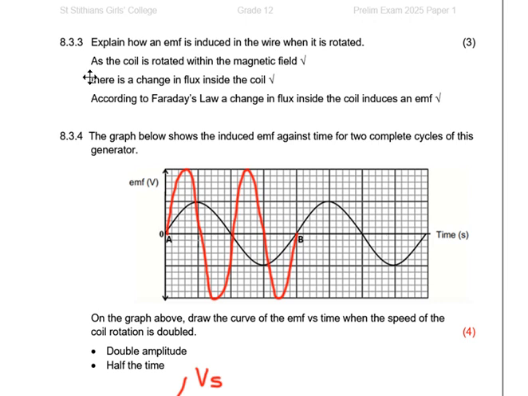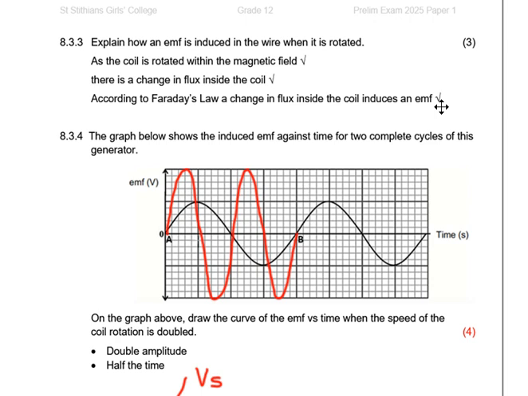Then there is a change in magnetic flux. Where is that change in magnetic flux? Inside the coil. You have to have that wording there. Then, according to Faraday's law, a change in flux inside the coil induces an EMF. And in turn, first we have to get the source, which is the induced EMF, then we only get the current.